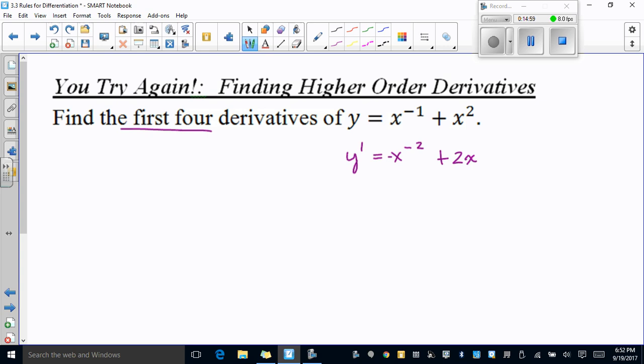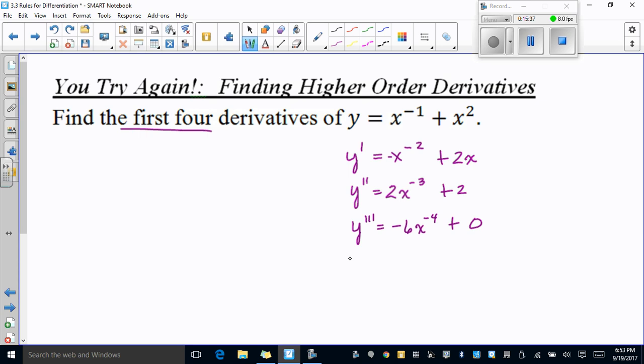So y double prime. -1 and -2 is going to give me positive 2x. And it's still going down a power. Look at -1, -2, -3. It is going down a power. Plus 2. These are going down a power: 2, 1, 0. Then I have y to the third power, the third derivative of y. 2 times -3, -6x to the -4th power. Plus, and that guy is gone.